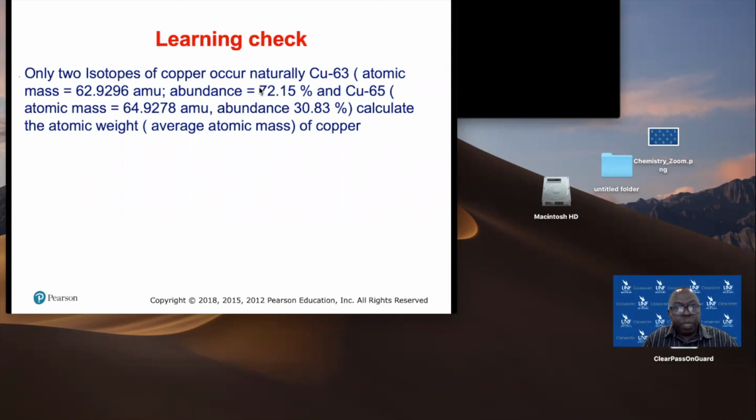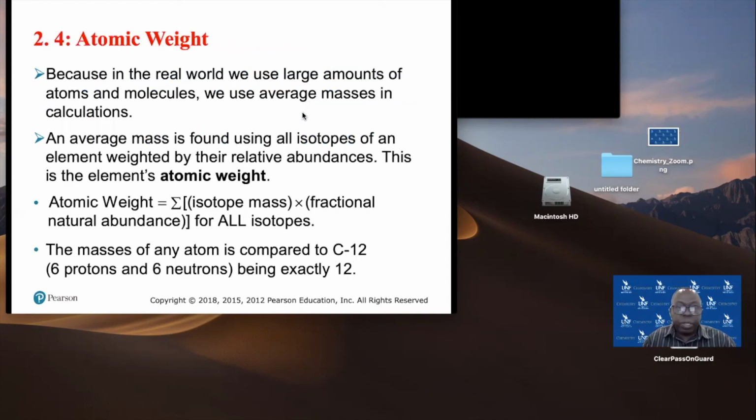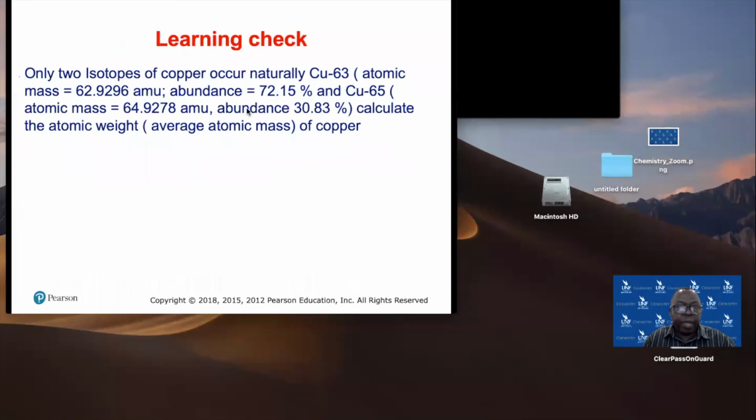So change these to decimal places, 72.15 over 100 is the same as 0.72, times this. Then for copper 65, this is its isotopic mass in amu. We change this to decimal places as well. The summation sign here means you add all of them, depending on how many we have. If we have 4 of them, we keep on adding. If we have 5, we add 5. Remember to change these percents to decimal notation.